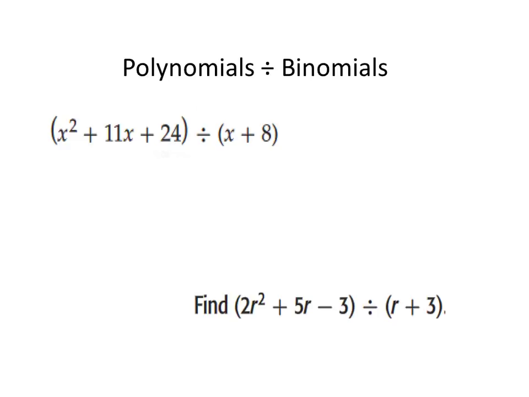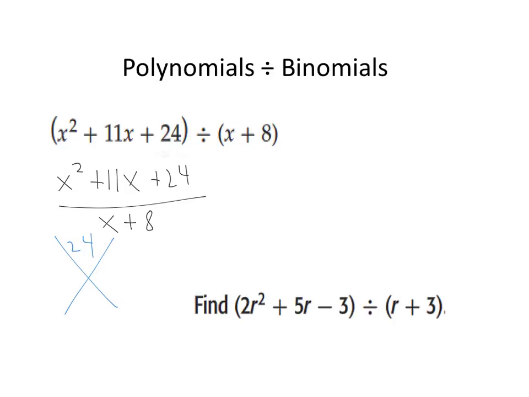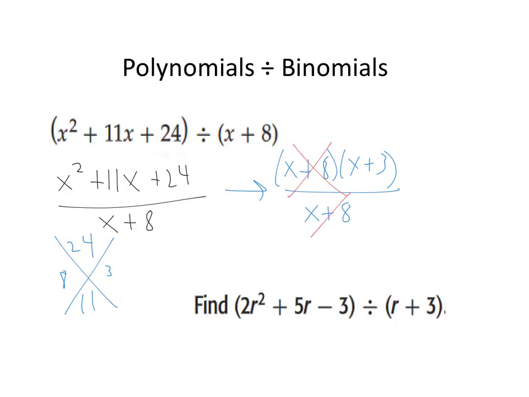Now let's look at a polynomial divided by a binomial. So if we look at our example 1, x squared plus 11x plus 24 divided by x plus 8. So I could rewrite this as x squared plus 11x plus 24 divided by x plus 8. And let's look at factoring. So factors of 24 that when added together give me 11 are 8 and 3. So this would turn into x plus 8 times x plus 3 divided by x plus 8. And then I can simplify terms here. And so my final answer would just be x plus 3 over 1, and I don't necessarily need to write the over 1.